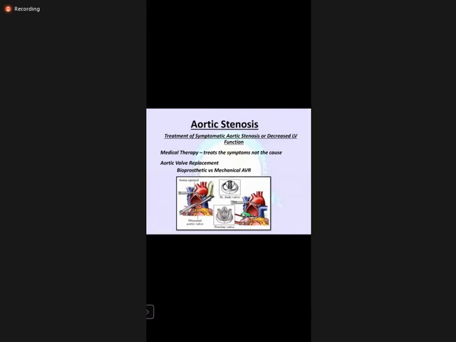So in the treatment of aortic stenosis, initially we give medical therapy which treats the symptoms but not the cause. So proper treatment involves the replacement of the aortic valve, which can be done with the help of a bioprosthetic valve, and we can also replace it with a mechanical aortic valve.